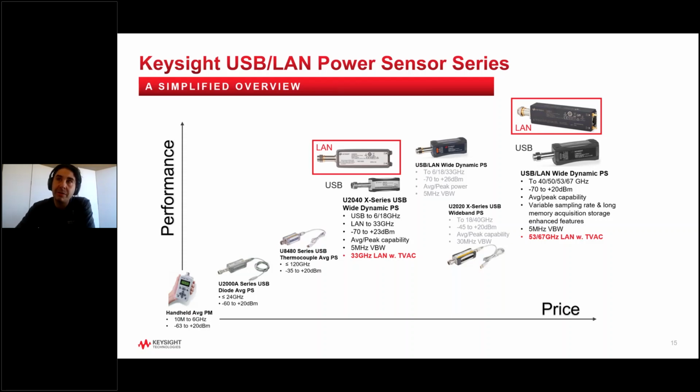Now, these are fantastic from their capability to measure up to 67 gigahertz, which for many applications is a perfect sweet spot. They have the capability of measuring average power and peak power. And what's more, they also enable you to have variable sampling rate with long memory acquisition. So here we also start rolling in functionality that includes data collection, so that above and beyond just being a passive device, it's one that can also save and store data. They also have a very wide 5 megahertz video bandwidth. So based on the types of signals that you're looking at, this can be a great fit for you.